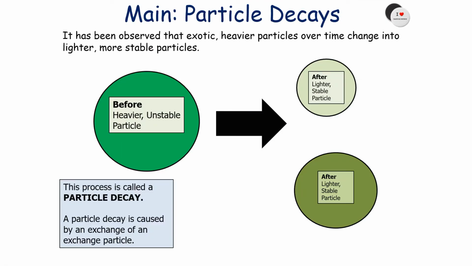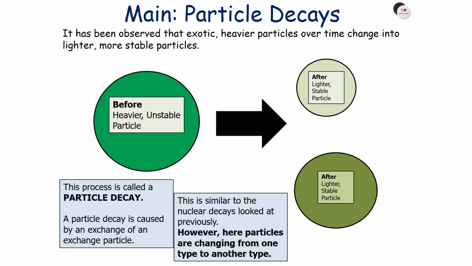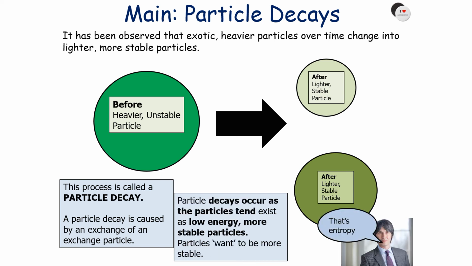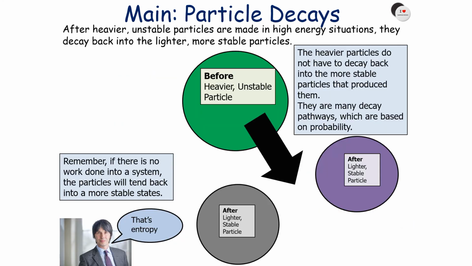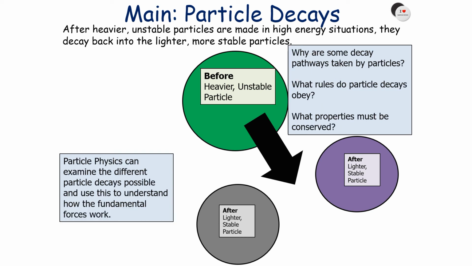It's been observed that exotic heavier particles will over time change into lighter, more stable particles. This process is called particle decay, and it's caused by an exchange of an exchange particle. It's similar to nuclear decays, but particles are changing from one type to another. Particle decays occur as they want to exist as lower energy, more stable particles. The heavier particles don't have to decay back into the more stable products that produced them if we produce them from our more stable particles by putting them in high energy situations, because there are many different decay pathways based on probabilities. So particle physicists can examine the different particle decays and use this to understand how the fundamental forces work.